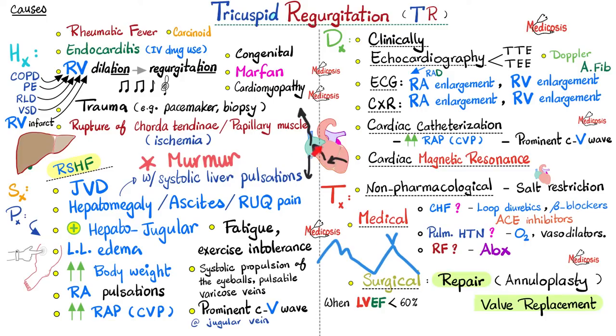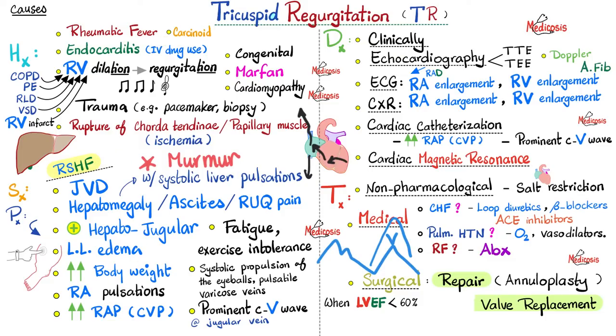But look at the poor right atrium now. It is receiving blood from the superior and inferior vena cava, which is normal, and at the same time receiving blood from the right ventricle via the tricuspid insufficiency. So therefore, you will find a giant V wave or a prominent V wave. How can we diagnose tricuspid regurgitation? Clinically, by history and physical exam findings.